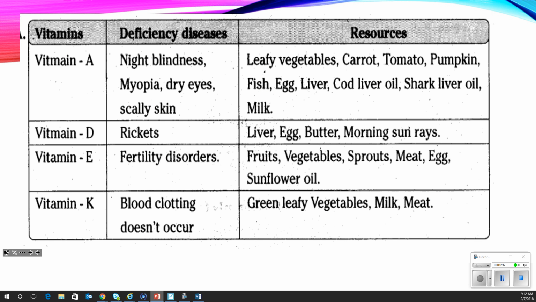So here's what's happening when we have deficiencies in vitamin A. You'll end up with night blindness, myopia, dry eyes, and scaly skin. And then on the far side of the resources, those are the places that you can get vitamin A. If you're low on vitamin D, you get rickets. Vitamin E, you have fertility disorders. Vitamin K, blood clotting doesn't occur, so you have problems when you get cut. So a lot of these, if you've noticed, both fat-soluble and the water-soluble, you can get from the same sources.